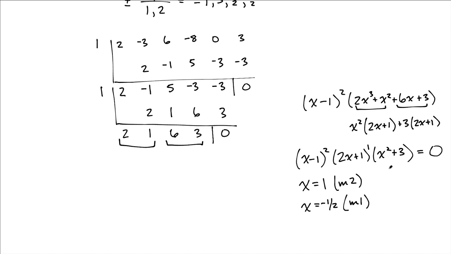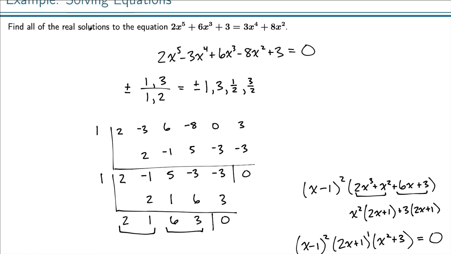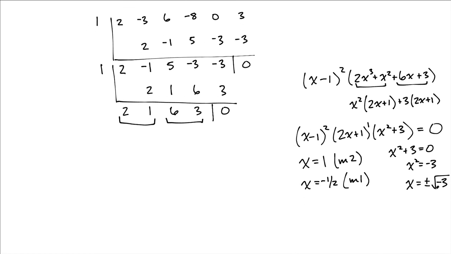But x squared plus 3, notice if we try to solve that, you subtract 3 from both sides, you get x squared equals negative 3. If you try to take the square root, you get the square root of negative 3. That's not a real number. Find all the real solutions to this equation. Square root of a negative is not a real number, so this doesn't give us anything. The solutions are simply the zeros that we found. So we found x equals 1, x equals 1, and x equals negative 1/2. Those are our solutions.